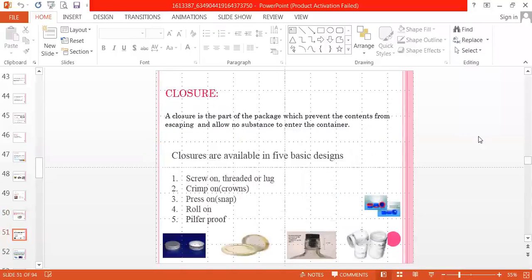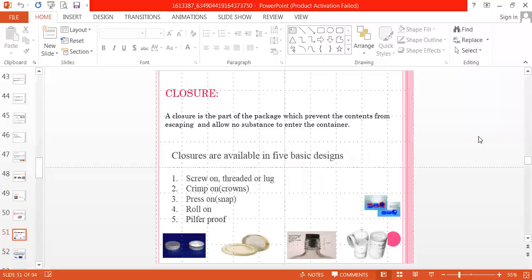Closures are also an important part of your container and closure system. Under closures, we will see the types of closures and how they are important for us, because the container holds your total material or product, and then the closure will close it and will not allow any kind of foreign particle inside your product. So that's why closures are also important.